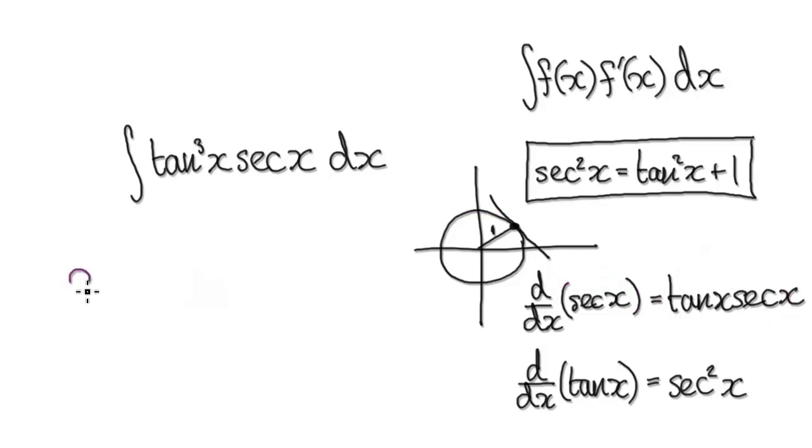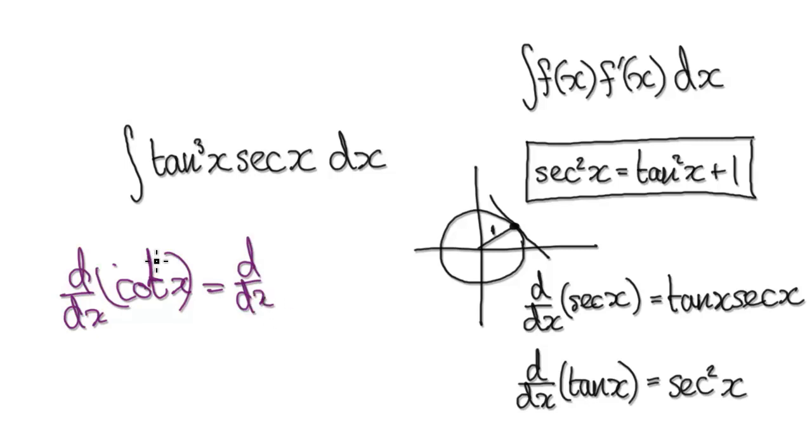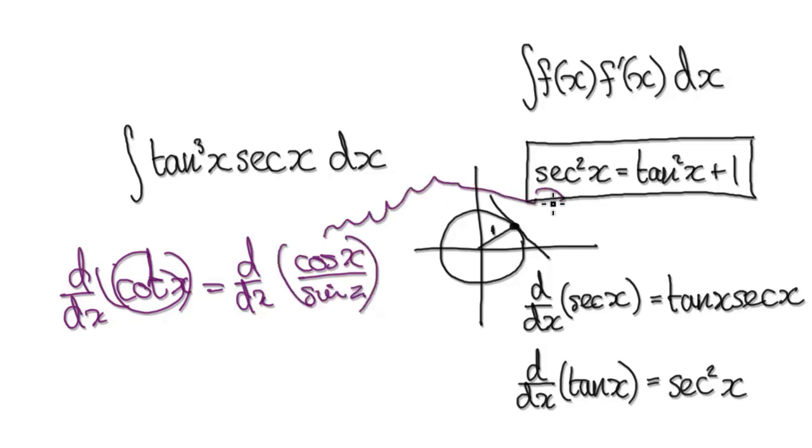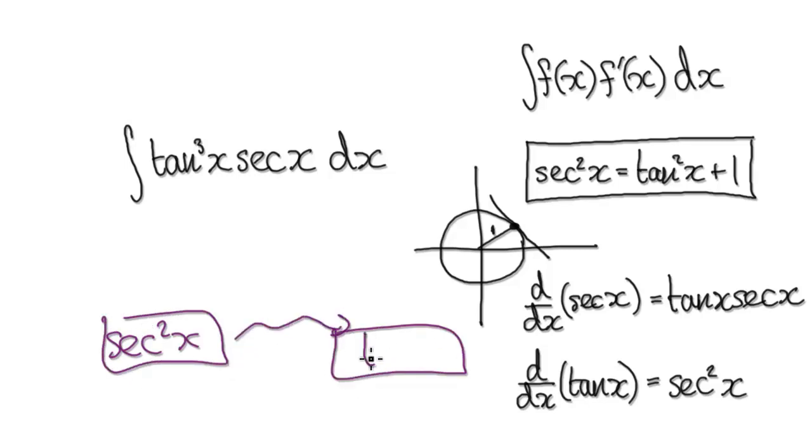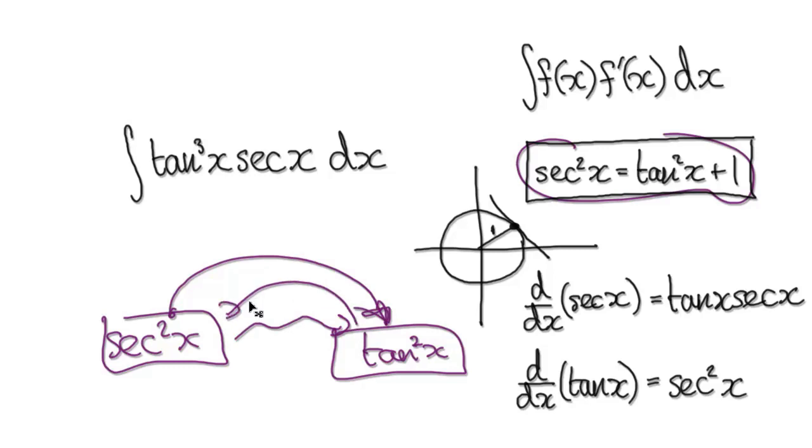Or if you're asked to differentiate cot of x and you can't remember what cot of x is, work it out from scratch. What is cot of x? Cot of x is cos x over sine of x, and then use the quotient rule to differentiate it. I also need you to know that when you differentiate tan, it gives you this thing here. And remember, this identity allows you to interchange these two blocks, converting a block of secant into a block containing tan. You'll see what I mean later.